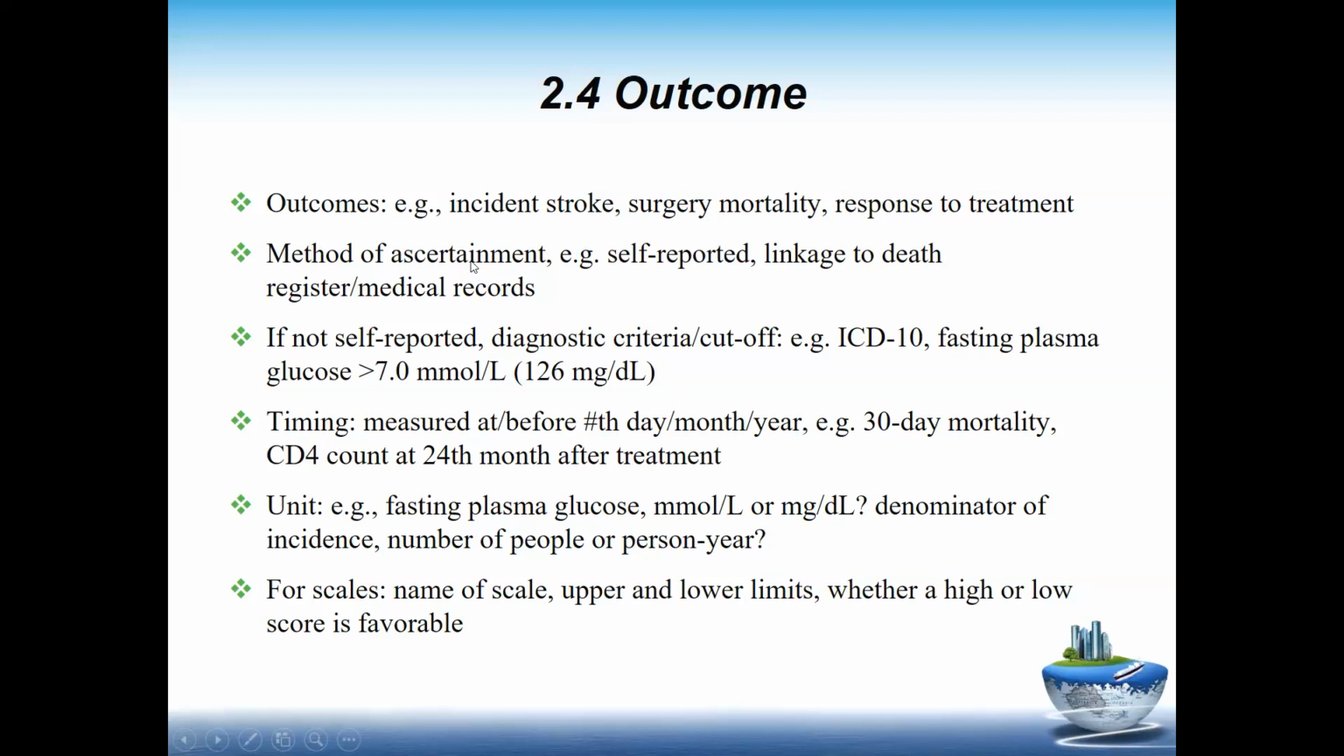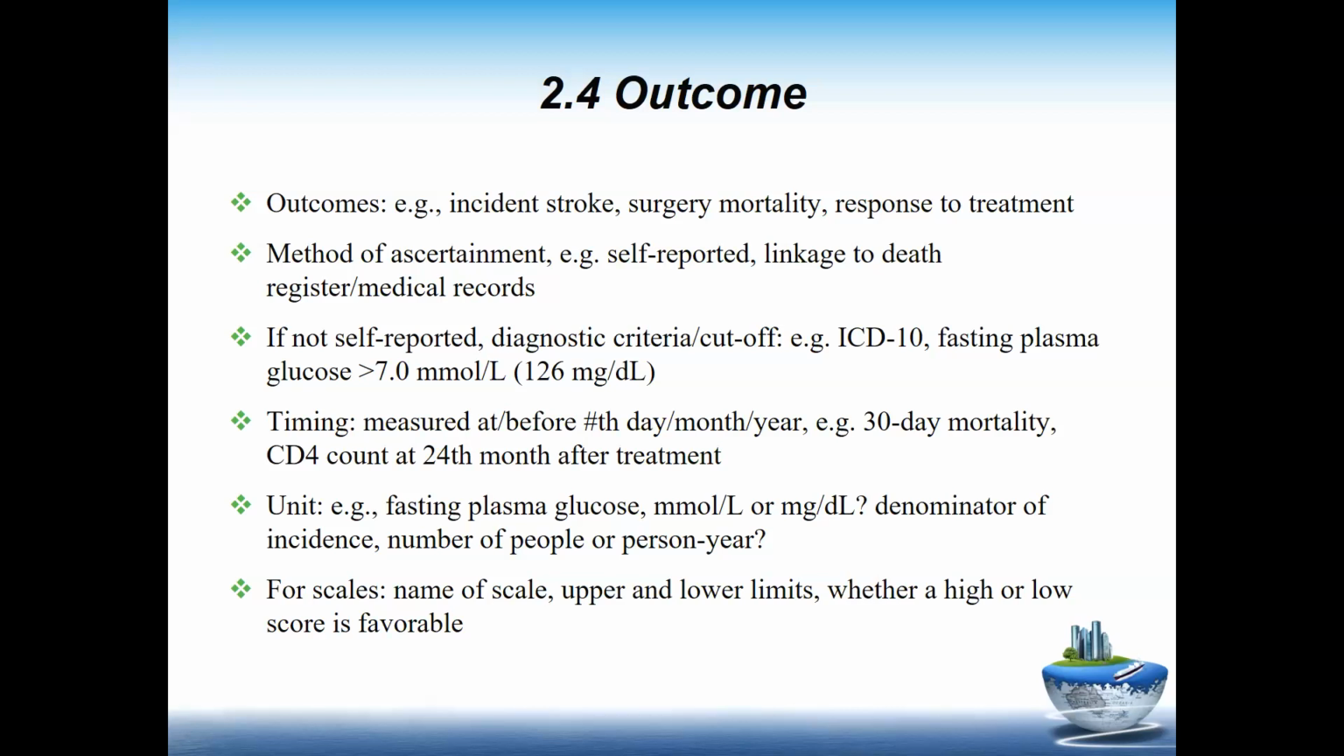Second is the method of ascertainment. How was the outcome ascertained in the primary studies? Were they self-reported by the patients or their family members, or did the authors and investigators link to some registry or medical records? Different ways of ascertainment mean different accuracy of data. If the data was self-reported by patients, in theory, it's less accurate, right? But if the data was ascertained through medical records or some death or cancer registry, or maybe even the occurrence of the outcome was ascertained by a special group of doctors, that will be very accurate, right? So this issue is related to accuracy. That's why you should consider extracting this data.